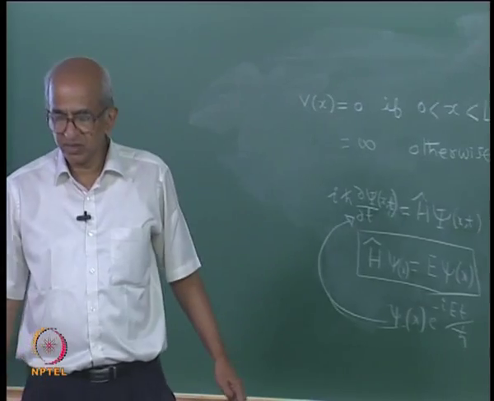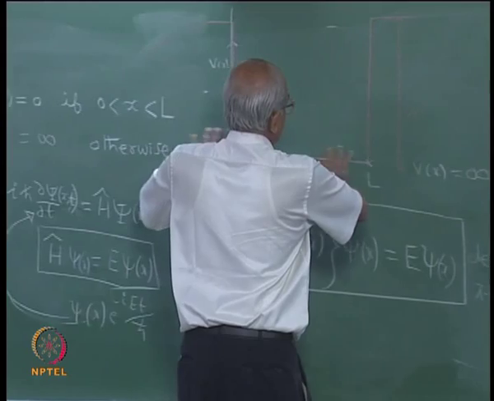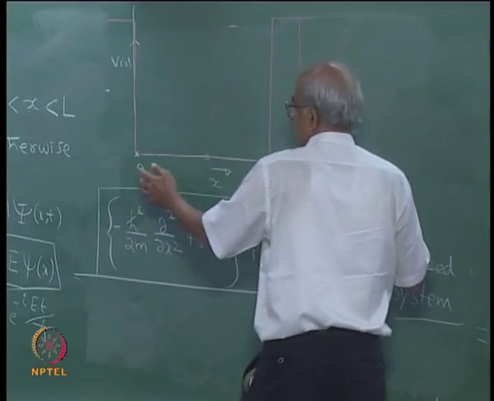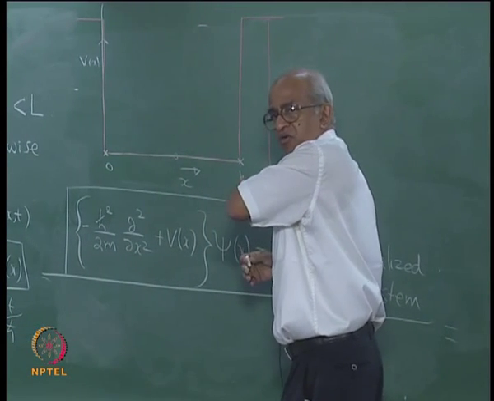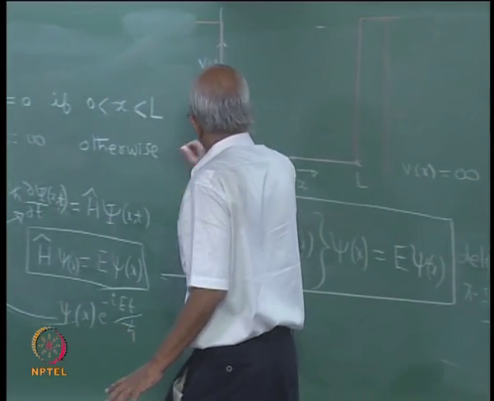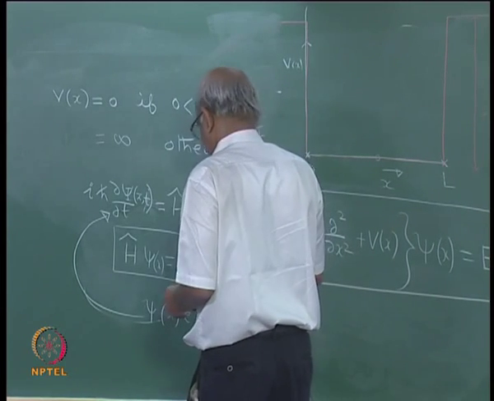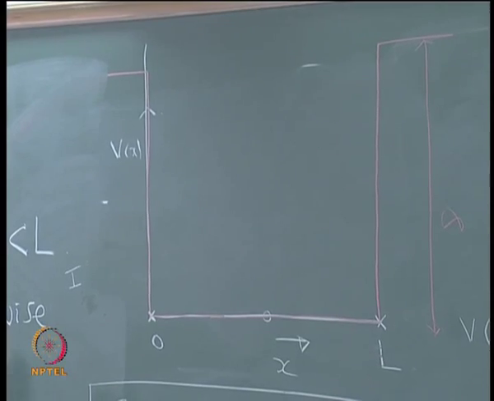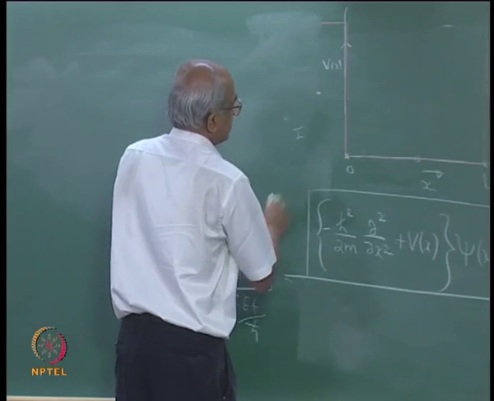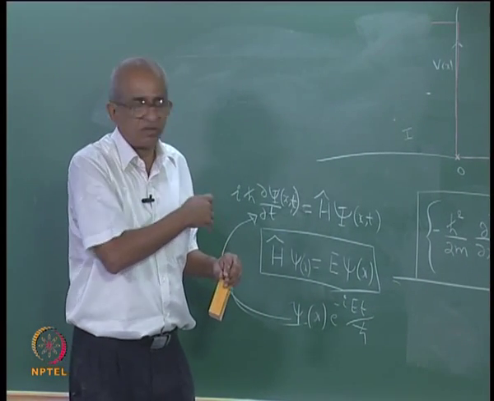So, how do I solve this equation is the next question. For that, I am going to divide my space into 3 regions. When I say space, it means all values of x running from minus infinity to plus infinity. So, this region which is to the left of the box is referred to as region 1. Maybe to make it clearer, I should remove this. This is region 1. What is region 1? It is the region where x is less than 0. The particle, if it exists there, is outside the box.